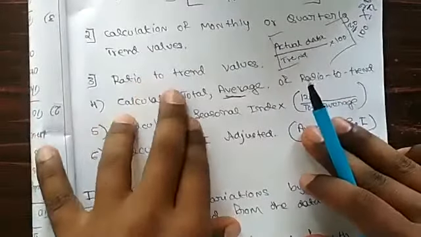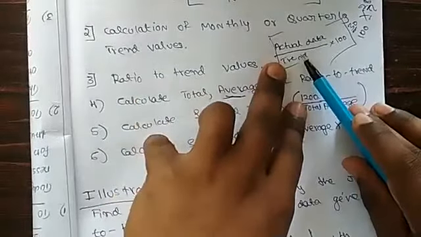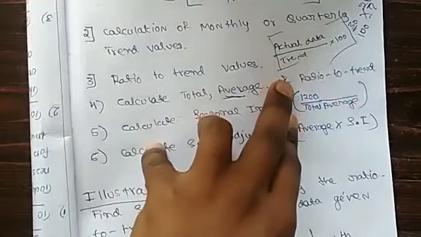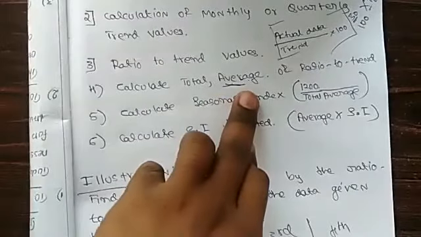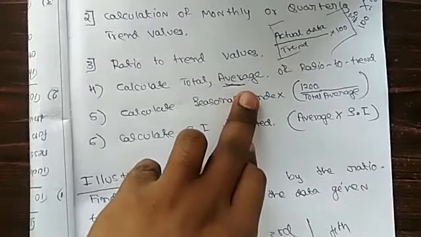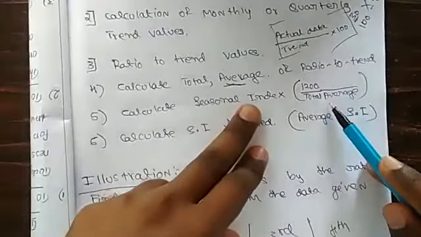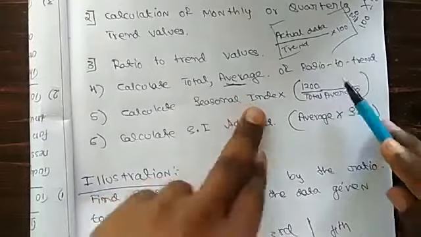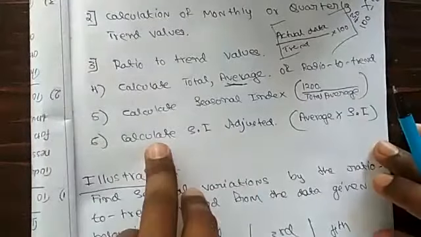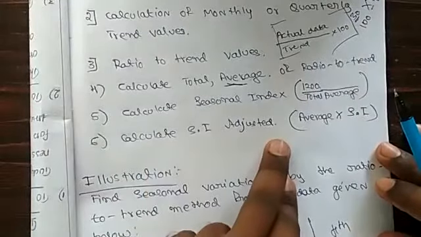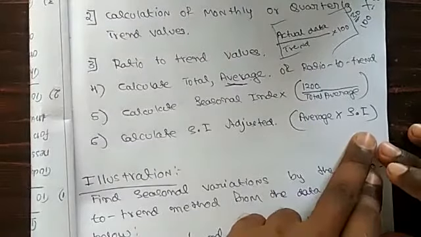And the third step, ratio to trend or percentage to trend values, by using this formula: actual data divided by trend values into 100. Then calculate total and average of ratio to trend for each month or each quarter. Then calculate seasonal index by using this formula, 1200 divided by total average if it is in months, 400 divided by total average if it is in quarters. Then the last one is to calculate seasonal adjusted for each quarter or each month by using this formula, that is average into seasonal index.